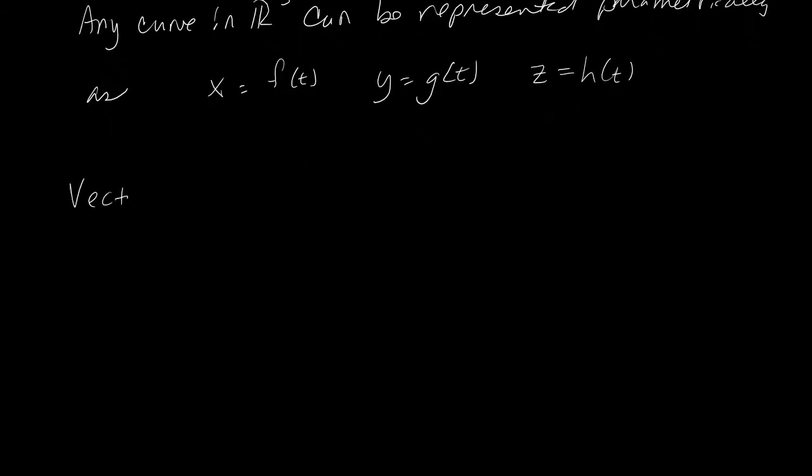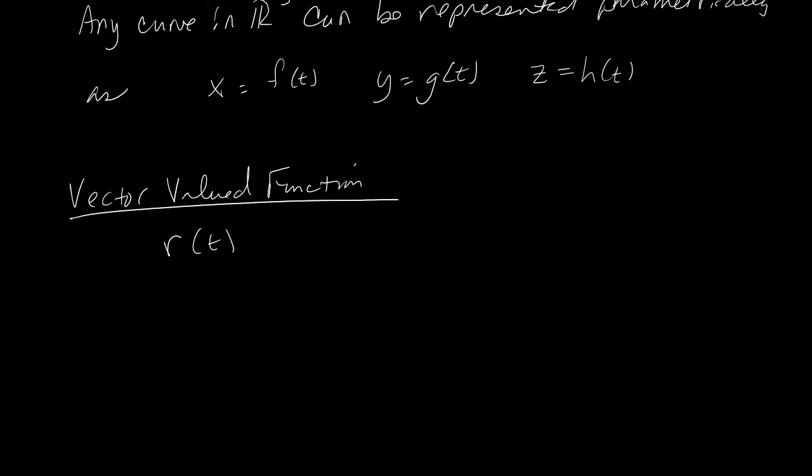Our vector valued function, which we are going to represent with r of t, is equal to f of t in the i direction, that's our x component, plus g of t in the j direction, that's our y component, plus h of t in the k direction, that's our z component. If you were to drop off the k component, we would just be working in the plane. So we can represent planar curves this way as well.